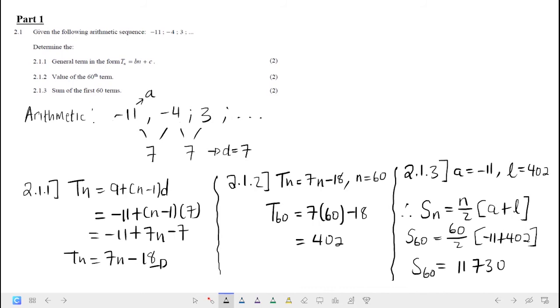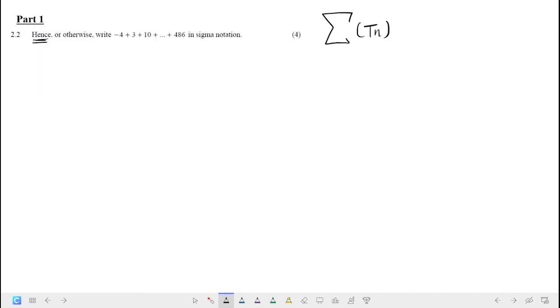As you can see here, this sequence with minus 11, minus 4, and 3, but now in the series, instead of starting with minus 11, you started with minus 4 plus 3 plus 10. Now, what does this mean? It means we already have Tn here, and Tn is 7n minus 18, right? But now what they wanted us to do was start in term 2 up until the term of whatever this position is.